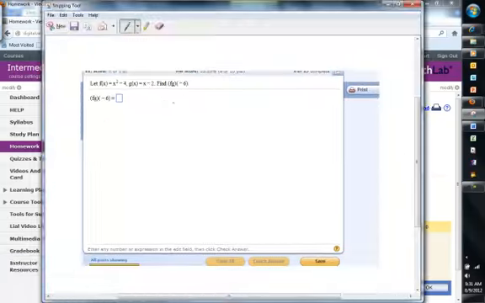If we did f of negative 6, we would have negative 6 squared minus 4, which is 36 minus 4, is 32. Negative 6 minus 2 is negative 8. So 32 times negative 8, I have to do that on the calculator. I forget what it is, 256.